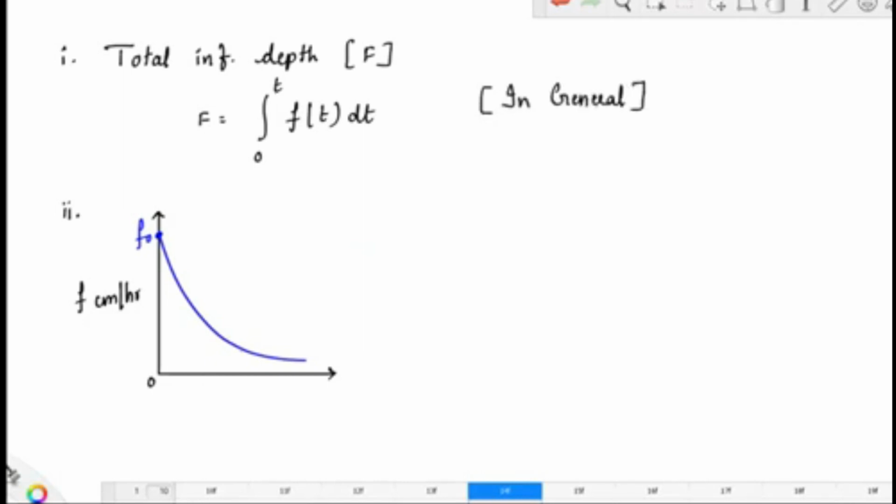Now suppose I'm asking you to find out infiltration depth till time t, it means that you have to find out the area till here. So you should find out this complete area. So infiltration depth F is equal to the integral of f of t with respect to dt, substituting the limits from 0 to t. This point you have to remember, it is very important.